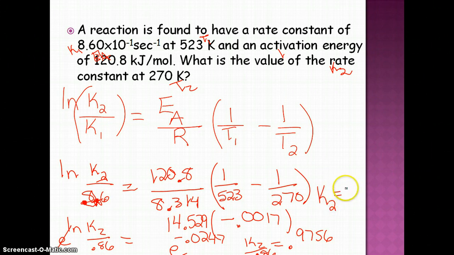as 8.4 times 10 to the negative 1. Okay, so that's how you would solve a problem like that.